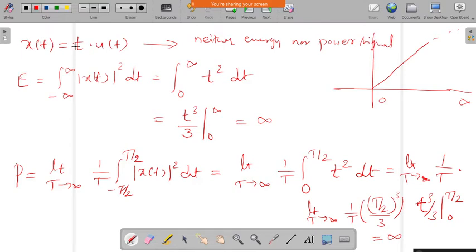Now even if you replace t with t square, t cube, whatever it is, based on that integration you are going to get an infinite value. That is, any ramp signal is neither an energy signal nor a power signal. Okay, is it understood, this one? Any doubt?